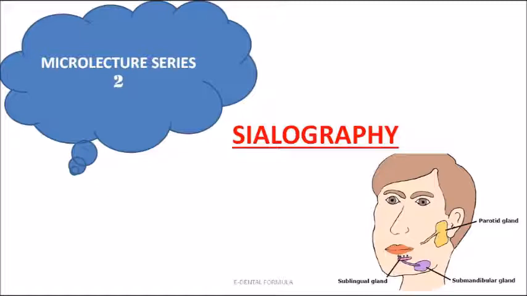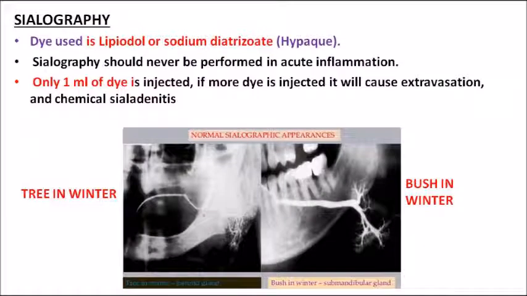So in this method, a small amount of contrast medium is introduced into the duct of the salivary glands. This will help us to diagnose various structures or any obstruction within the duct or the salivary gland itself. Which is the contrast medium which we use in case of sialography? It is lipiodol or sodium diatrizoate. Only 1 ml of dye is injected in case of sialography.